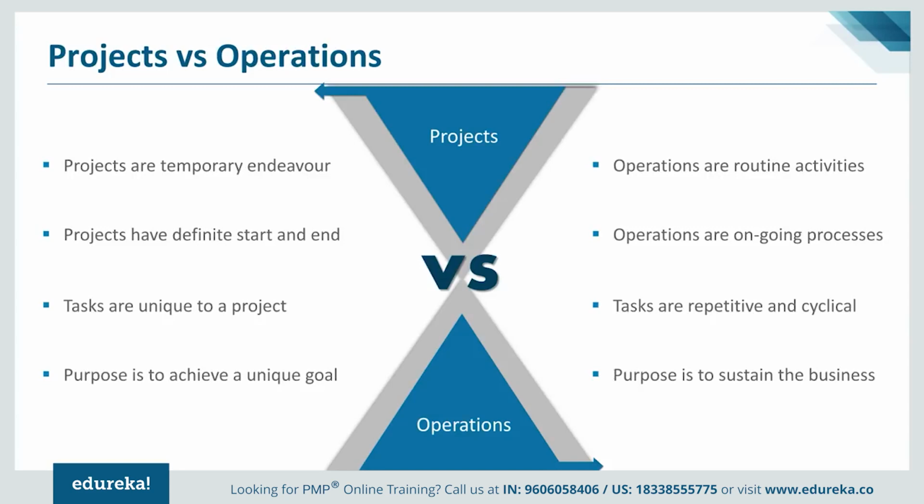Tasks are unique to a project. So every project outcome that we get is unique. When you undertake a project, you are basically creating an outcome which is a unique product, a unique service, or some unique result that you're producing by the end of that project. A project is also undertaken in order to achieve a unique goal. So there should be some unique goal which is actually drafted in the beginning of the project.